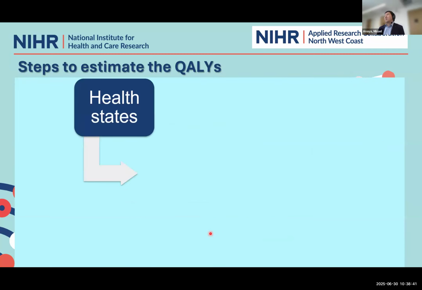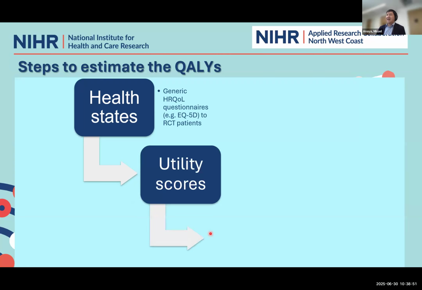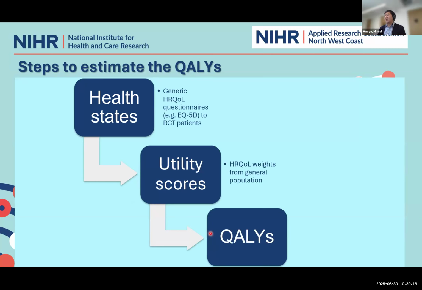How do we estimate QALYs? We estimate by questionnaires, by asking people questions, usually in randomized controlled trials. And then we take weights from the general population. So this questionnaire, which is applied to each individual for treatments, is compared with weights from a general population, which come from another survey of the general population. And then we multiply this and we have QALYs.